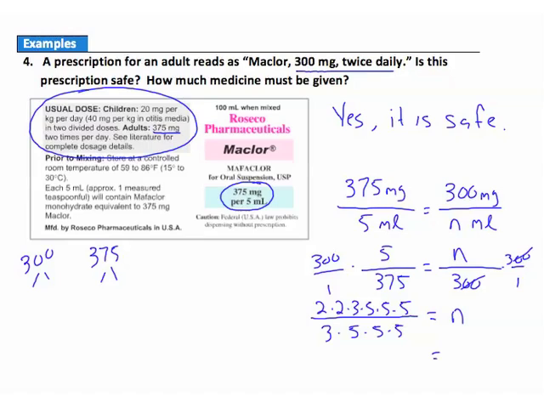So let's divide out these common factors. Looks like the 5s are all going to divide out. Also, the 3 is going to divide out. So it looks like we're just left with 4, and that is 4 milliliters, the volume of medication that we're going to need to give to prescribe 300 milligrams of this drug.